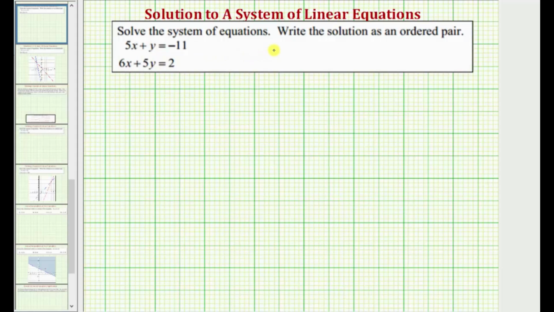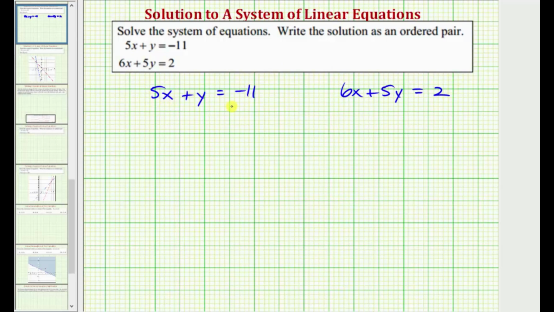We want to solve the system of equations and write the solution as an ordered pair. So we have a system of two equations with two unknowns, and we'll first solve this algebraically using the substitution method or elimination method, then we'll also check our solution graphically. Looking at these two equations, notice how we can solve this first equation for y by subtracting 5x on both sides. So because we have one equation that we can easily solve for one variable, let's solve this system using substitution. Again, our first equation is 5x plus y equals negative 11, and our second equation is 6x plus 5y equals 2.